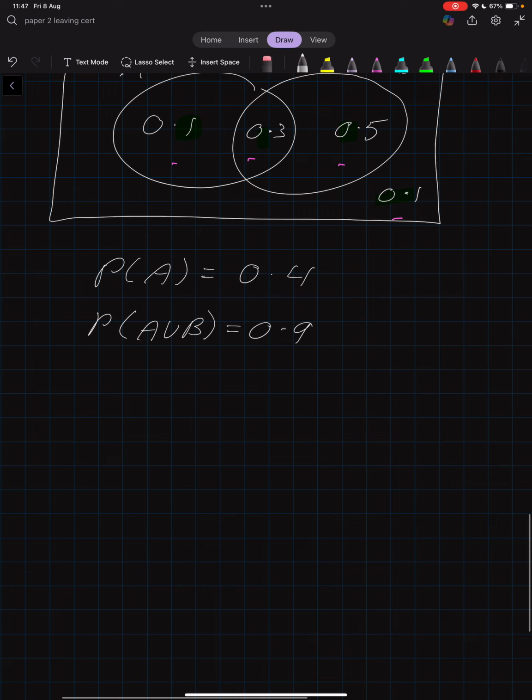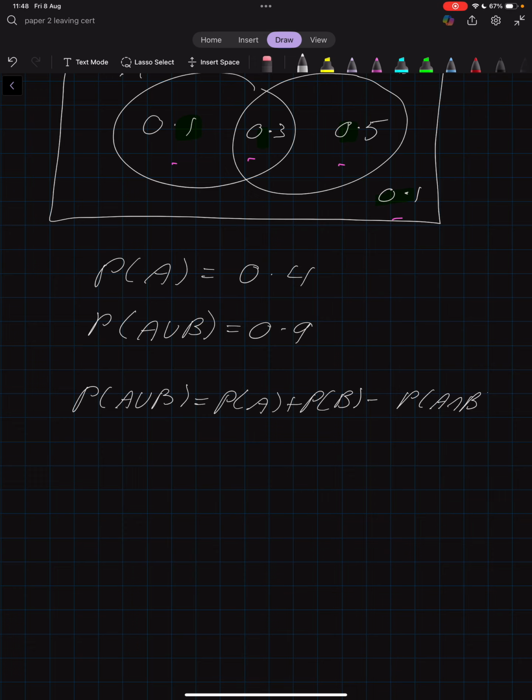And then it says verify that the probability of A union B is the probability of A plus the probability of B minus the probability of A intersection B. So let's see, does this equal 0.9? So the probability of A is going to be 0.4. The probability of B is going to be 0.8 minus the probability of intersection. The intersection is 0.3. And that is indeed 0.9. Okay?